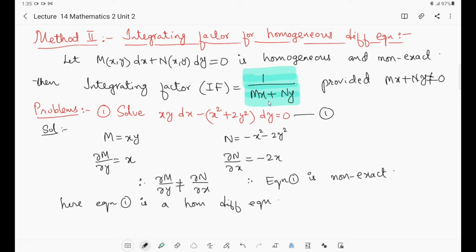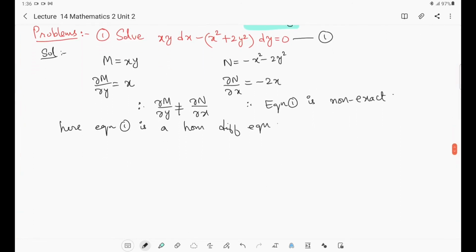After getting the integrating factor, what do we have to do? We have to multiply the integrating factor to the given equation. Then that will become exact. So let us check whether it will become exact by finding the integrating factor. Therefore, the integrating factor is given by 1 by (Mx plus Ny), which is equal to 1 by, what is M here? M is xy, so xy into x, plus what is N here?